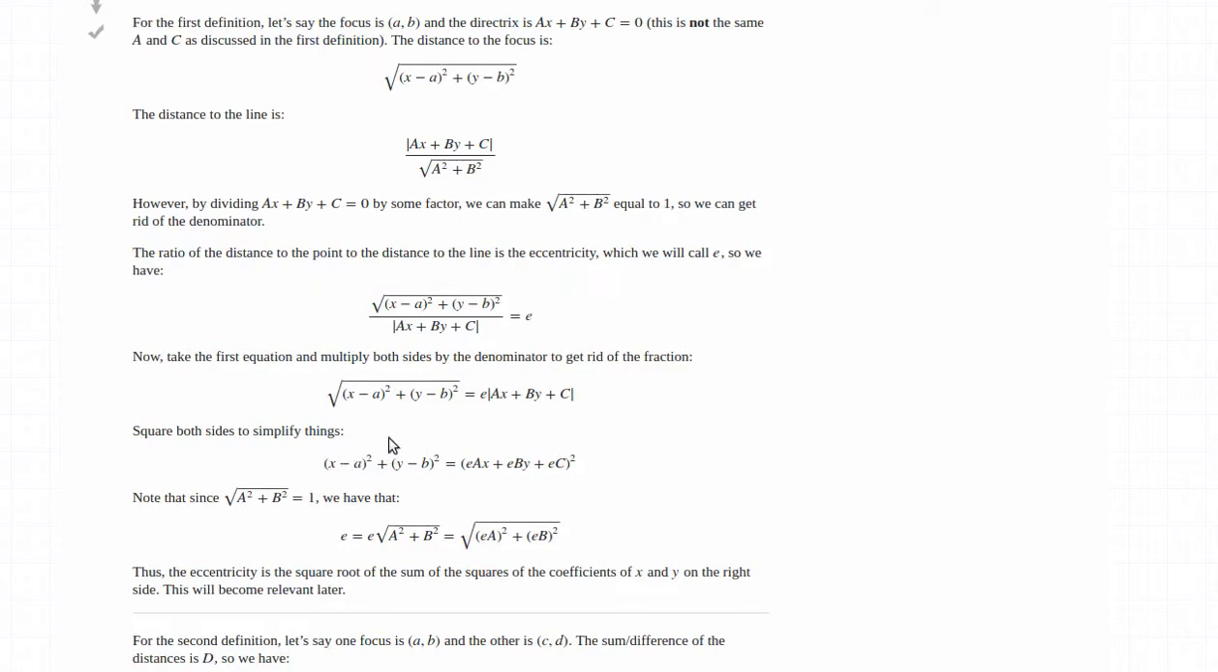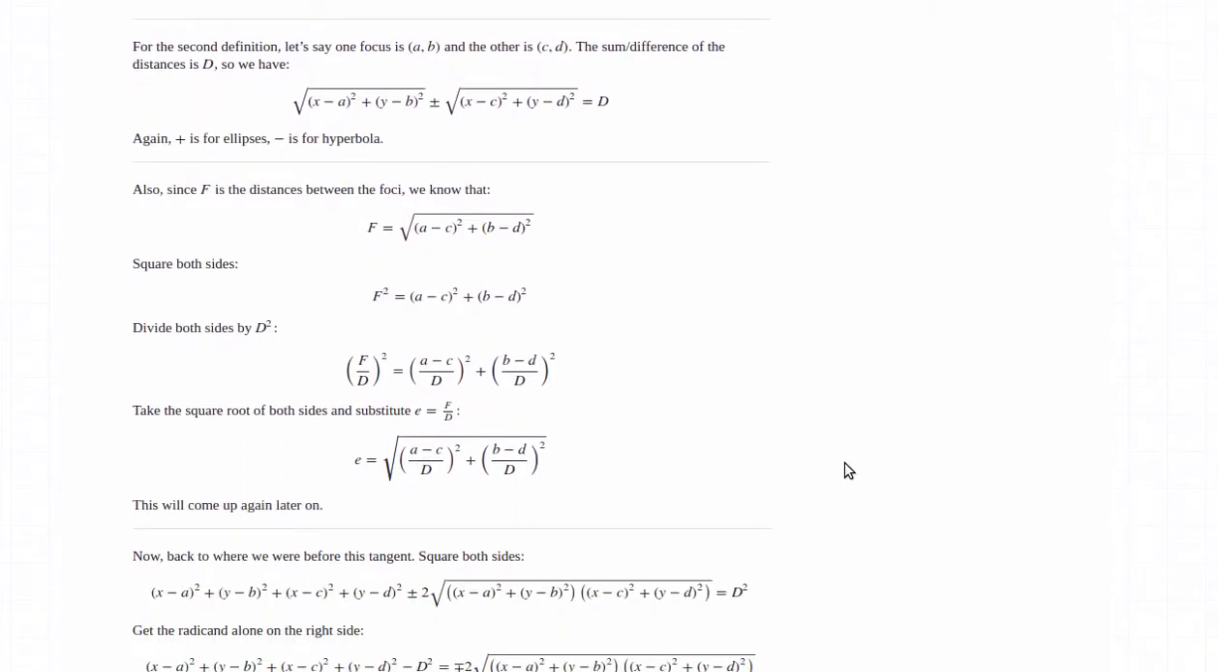Now, this is kind of the complicated part, the first complicated part. But we say that the e, and then we use another trick. e equals e times the square root of a squared plus b squared. The reason we say that is because the square root of a squared plus b squared equals 1. And then we distribute the e. So it's the square root of (ea) squared plus (eb) squared. That's the coefficient of x squared plus the coefficient of y squared. And then you square root the sum. That's the eccentricity for the first definition. So we have an equation for the first definition and eccentricity for the first definition.